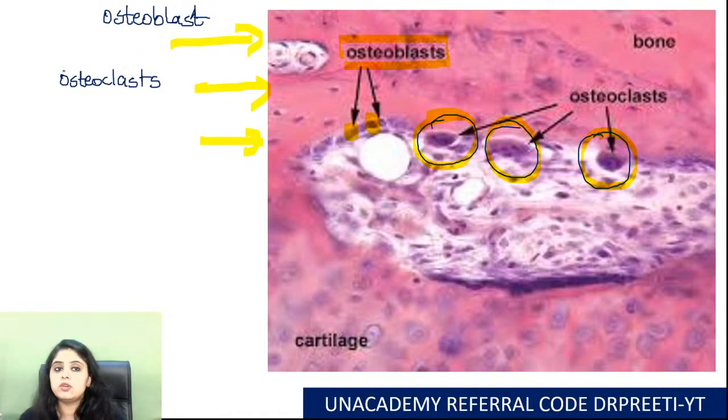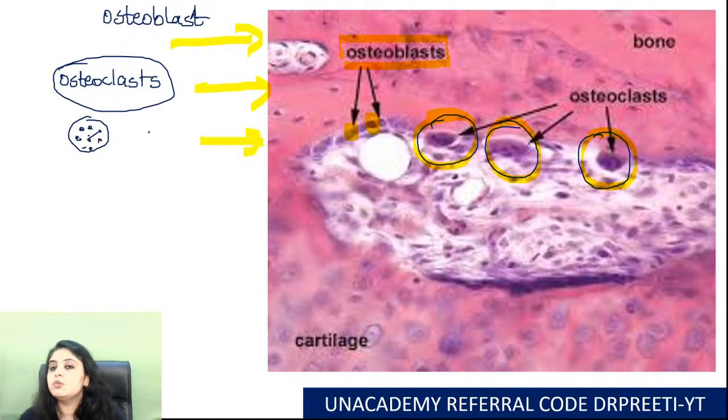So a quick question: osteoclasts are multinucleated giant cells. What do you want to call them? Physiological giant cells or pathological giant cells? Obviously, they are normal giant cells of the body. Physiological giant cells.